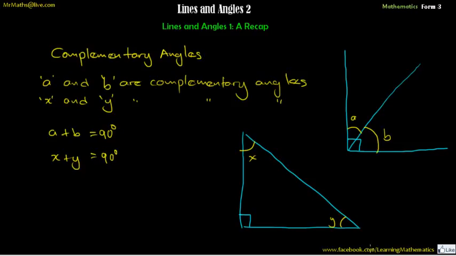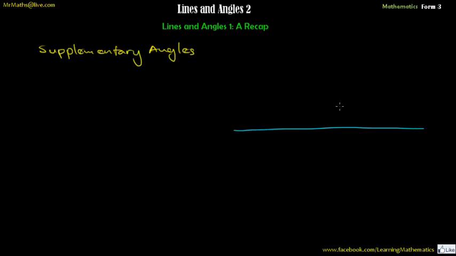Alright, and the last one, supplementary angles. These are two angles that add up to become 180. Let me draw two angles, a straight line, and then a diagonal line. If I call these A and B, then A plus B is 180 degrees. Then A and B are supplementary angles.